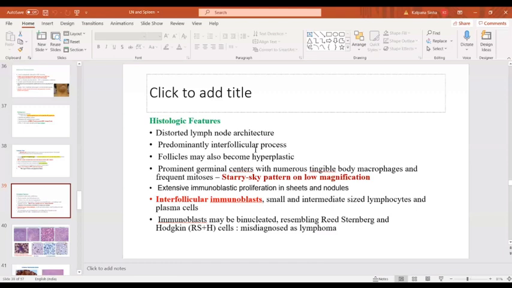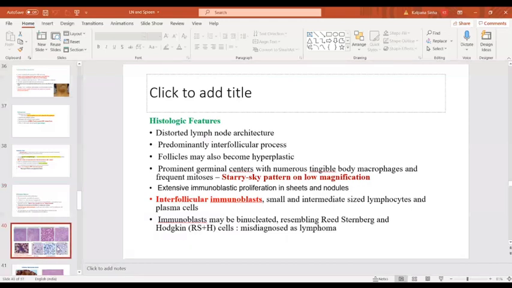So what is the histology? Basically the process is interfollicular. There will be interfollicular proliferating immunoblasts, which are large cells. These cells can mimic Reed-Sternberg cells, but the difference is that the nuclei in the immunoblast are basophilic, whereas in Reed-Sternberg cells they are eosinophilic. So you should remember this difference.